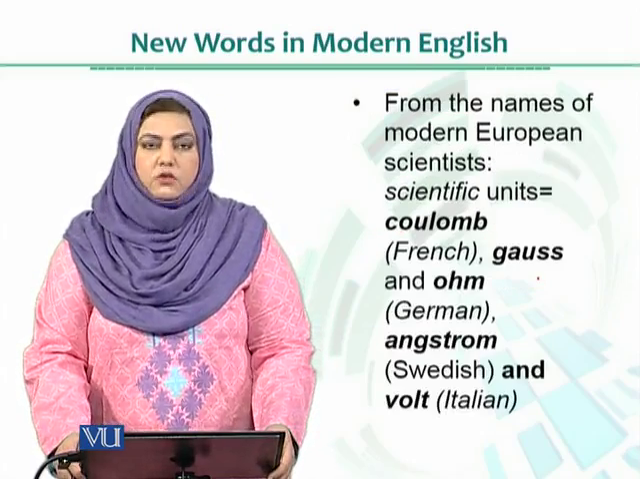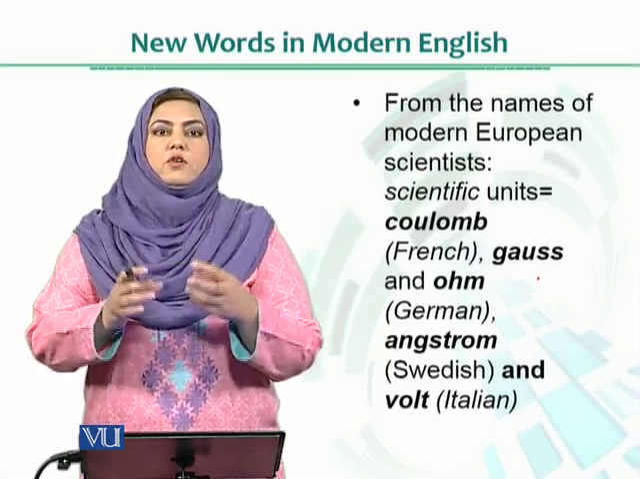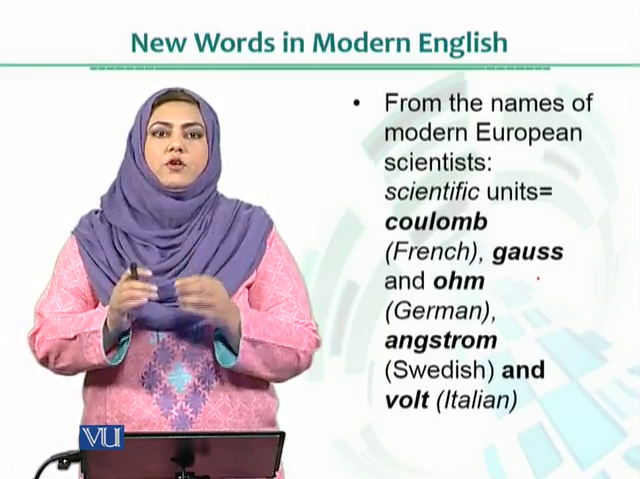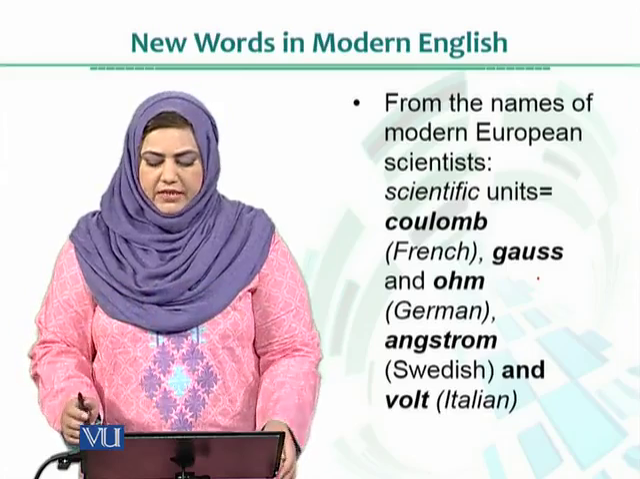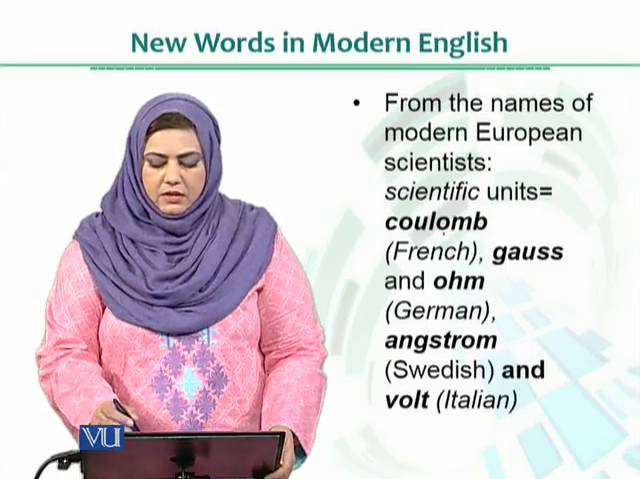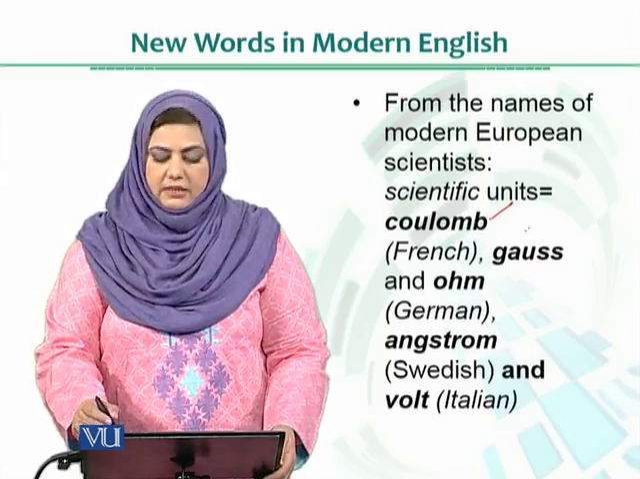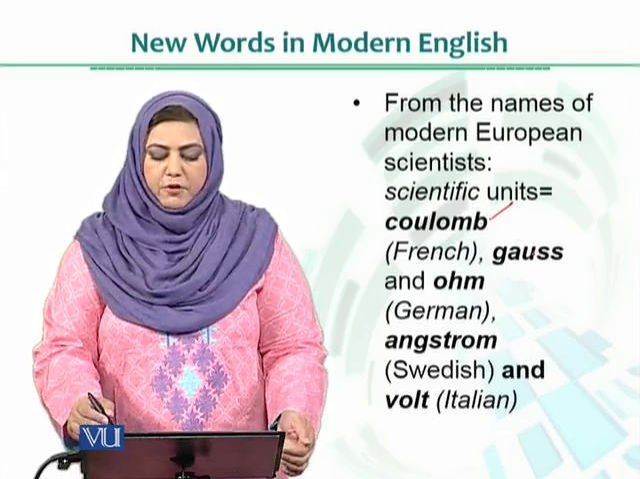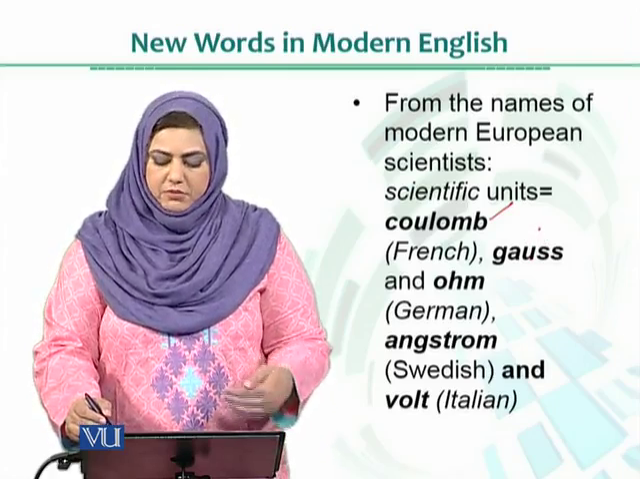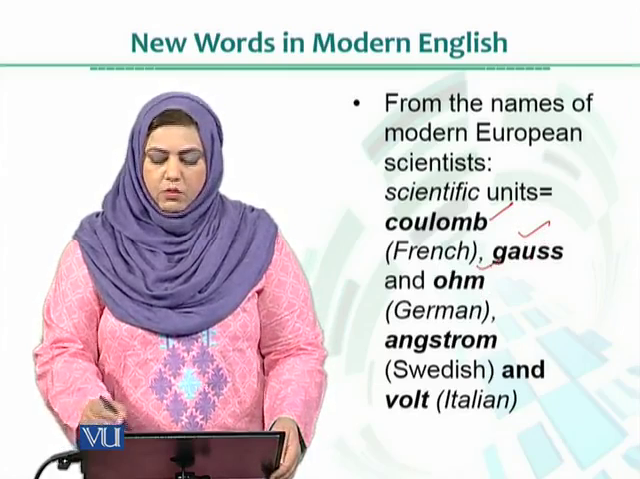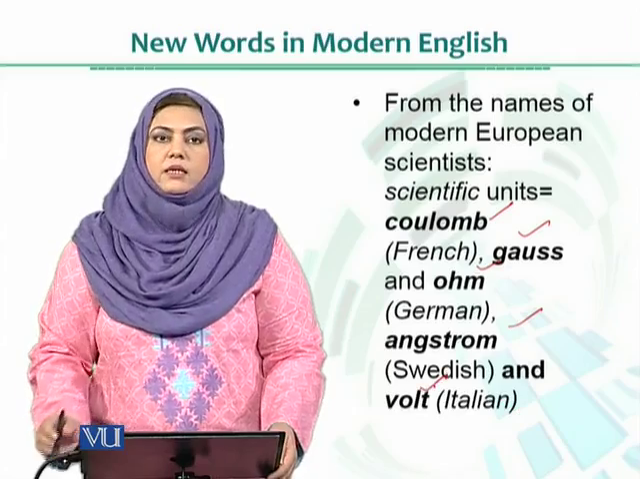From the names of modern European scientists, sometimes a name is needed, so the scientist who would do something important, that thing would be named after him. Some part of his name would be used, or his full name would be used for that. So, for example, scientific units, Coulomb, French. Sometimes the words would come from the language, sometimes from the people. Gauss, Ohm, these are German. Angstrom, Swedish, and Volt, Italian.